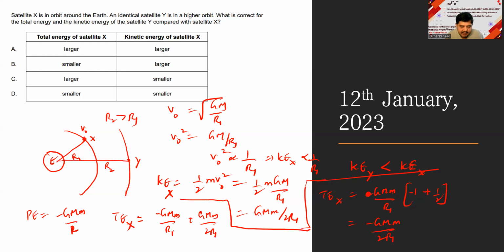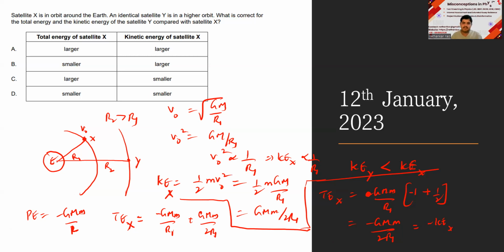Now you see, I have got kinetic energy equal to GMm by 2R1. Here it is minus GMm by 2R1. Can I write this as minus kinetic energy of X? Definitely. So total energy is equal to the negative of kinetic energy. That's what we have got.